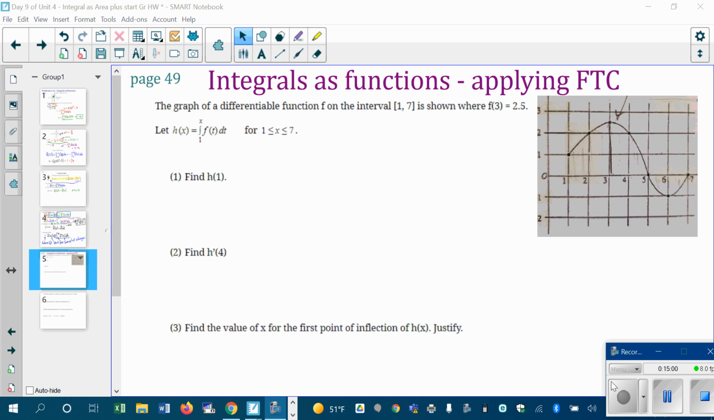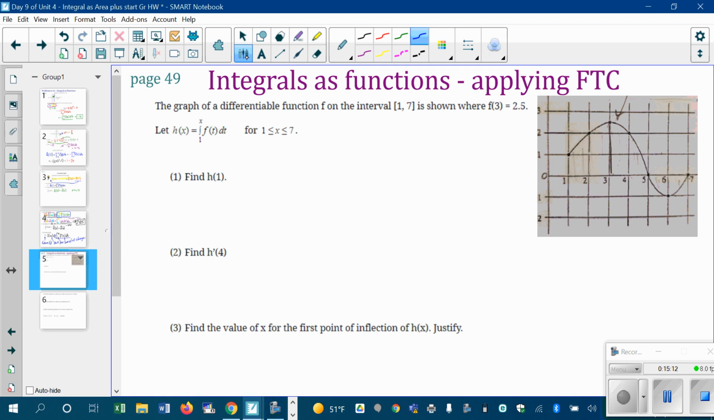Okay, so let's work through this one. This says the graph of a differentiable function on the interval from 1 to 7 is shown, and it is true that f of 3 is 2.5. It is really important in this problem that we keep track of the fact that this is f. So when I'm being asked things about, say, h, I don't just look at that graph and think I'm looking at h. Okay, so it says in here that h is my accumulation of area starting at 1.